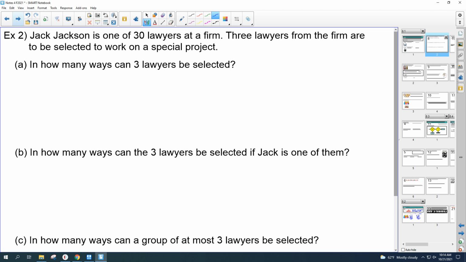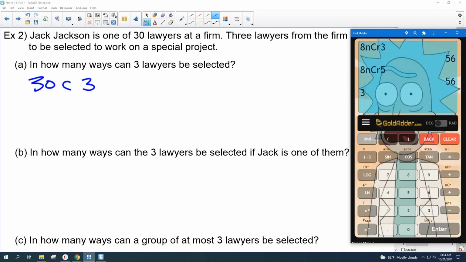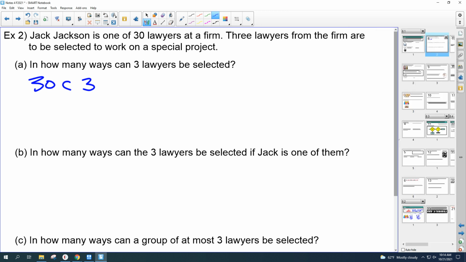So we're taking 3 out of 30, right? 3 lawyers out of 30. Does the order that they're picked matter? No, order doesn't matter. So this is going to be a combination. 30C3 is 4,060. Remember when we talk about counting, counting means how many ways are there of doing something. I'm not going to specifically count 1, 2, 3, 4, all the way up to 4,060, but that's what we're doing. A combination is one technique for counting the number of ways of finding these 3 lawyers.